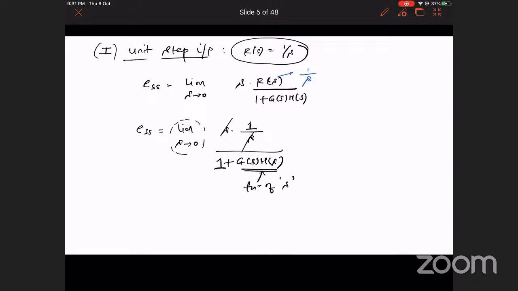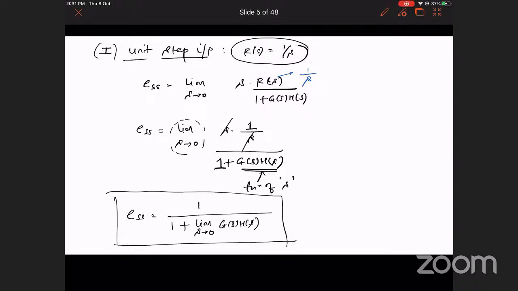Yes or no? So I need to reframe this: ESS equal to 1 upon 1 plus limit s tends to 0 of g of s into h of s. I hope you understood this. Let me know, guys, if you have not understood this. We cannot comment whether we get a finite value, zero value, or infinite value. It depends, so wait for that. This is what we have for ESS.